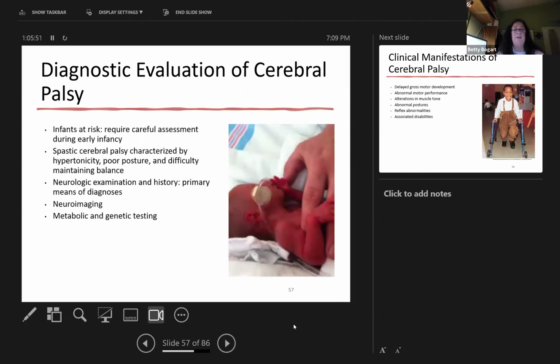So diagnosing these children as quickly as we can, of course, is the most important thing. Early intervention in these children is key. Now, spastic cerebral palsy is one of the more severe forms, and the basic word is hypertonicity. They tense up and have really poor posture and can't maintain balance. These children need wheelchairs and harnesses, making sure that they're not arching out of the chairs and whatnot.